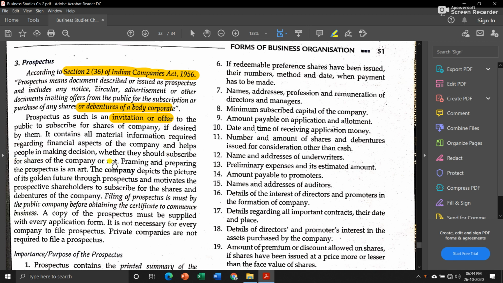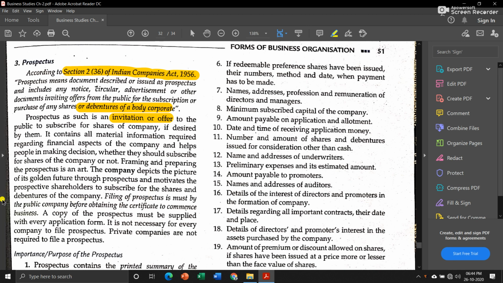Means it will give only that information which will help the general public to understand or analyze the working of the company and whether they should be subscribing to the shares of that particular company. The company depicts the picture of its golden future through the prospectus and motivates prospective shareholders to subscribe for the shares and debentures of the company.